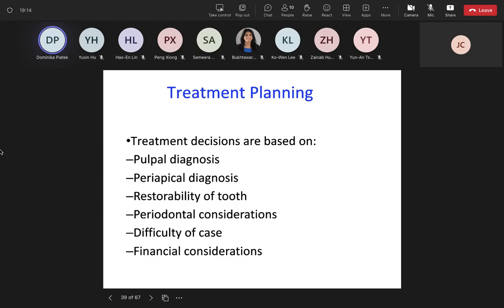Periodontal considerations also should be taken into consideration, and difficulty of that case, and of course from the patient's point of view, financial considerations, because cost of that treatment also can be important for the patient. Everything depends on this, if the patient will be able to take all the costs of that.